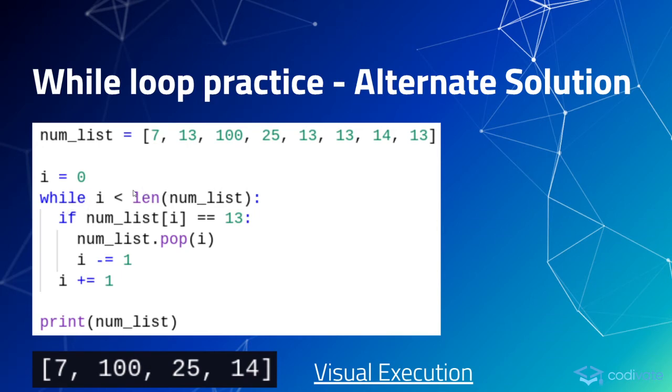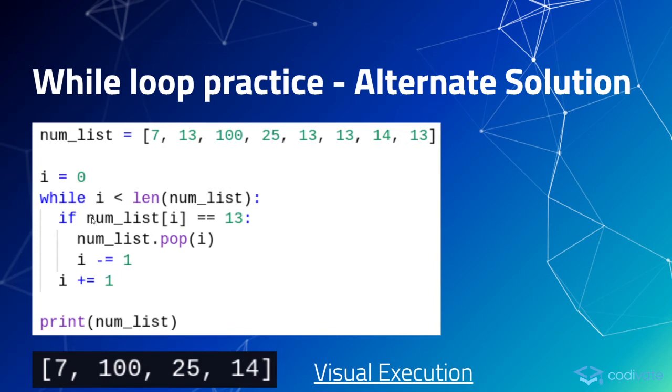So while we're less than that length, we check, is the current item, this is how we access the current item in a list, using the loop variable as the index, is equal to 13. If it is, we have to pop that index out, and we have to decrement our i by 1. The reason we have to do this is because as we get rid of a 13, our list gets shifted to the left. So we also have to shift our index to the left to keep up with that.